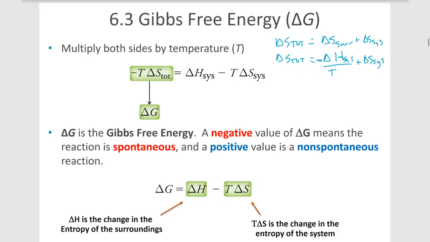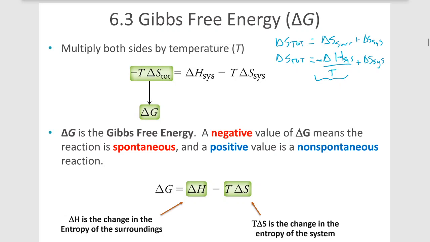So remember, if our total delta S is positive, then our reaction will occur spontaneously. If the delta S for the surroundings plus the system is positive, the reaction occurs spontaneously. But we can't measure delta S for the surroundings. We can't quantify that. And so in order to quantify that, we want to put that in terms of delta H for the system, something we can actually quantify.